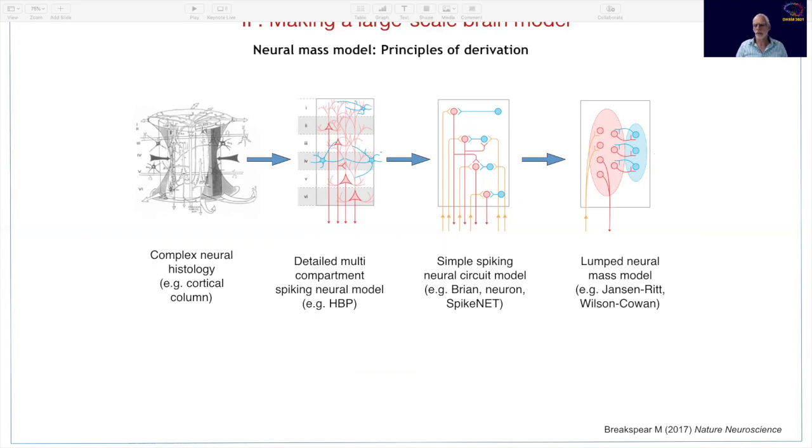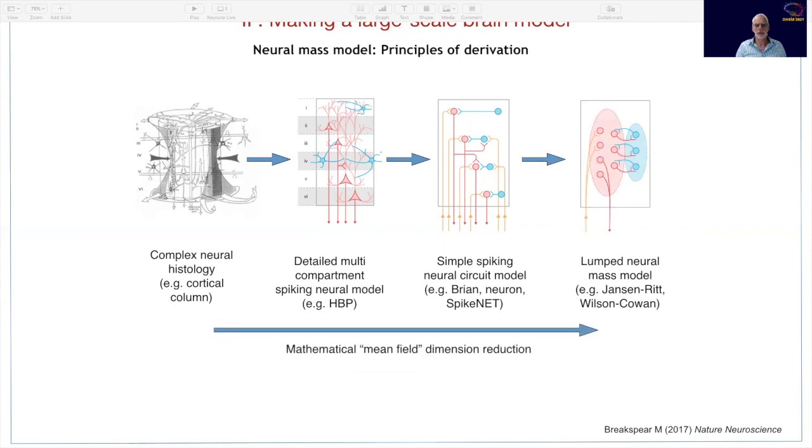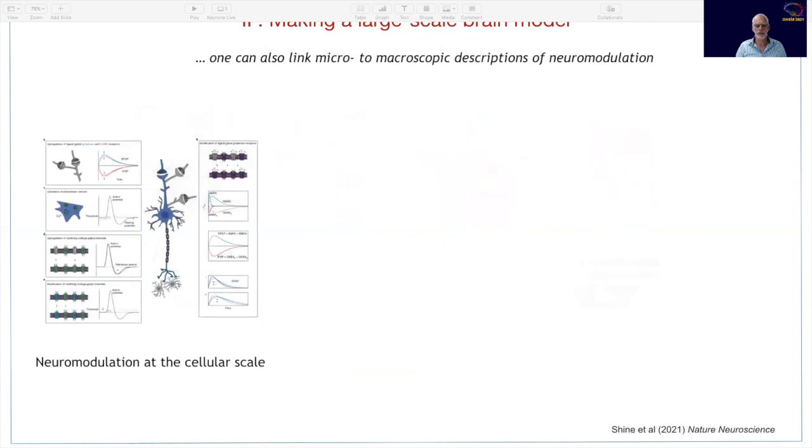And these are some of the well-known population models, the Jansen-Rit model and the Wilson-Cowan model. And I'll speak about some more. This is a mathematical mean field reduction, which is used very successfully in physics.